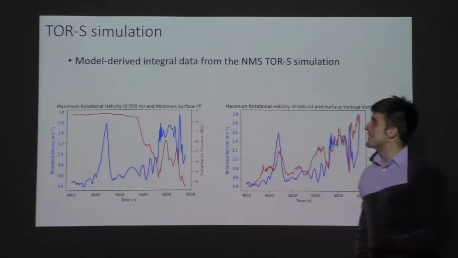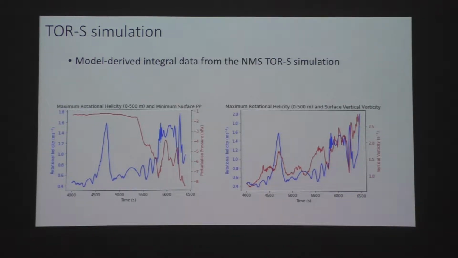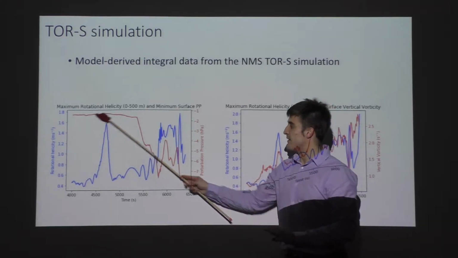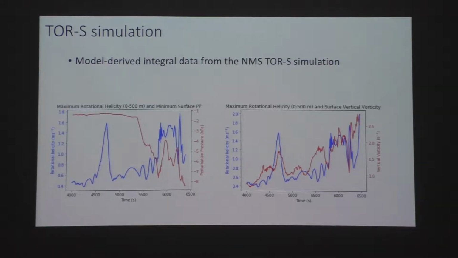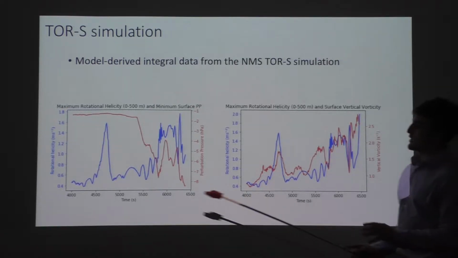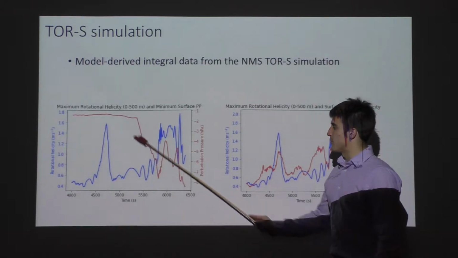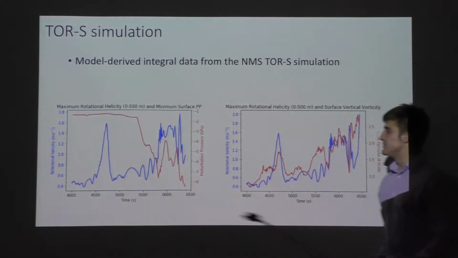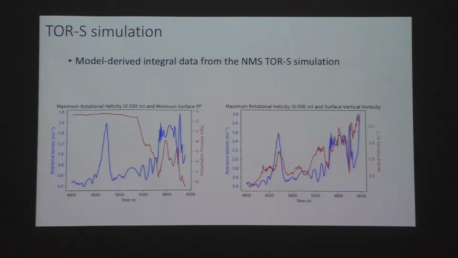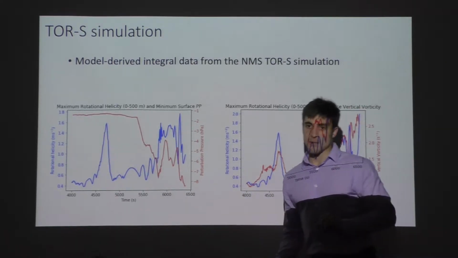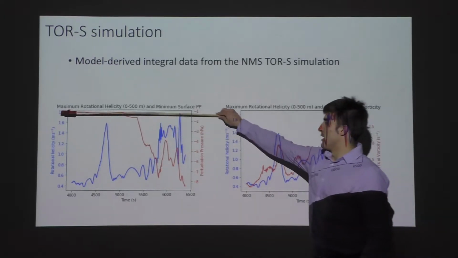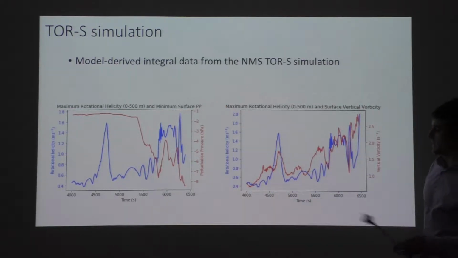So what we're looking at here is model-derived integral data from the NMS for the TOR-S simulation. On the left over here, in the red, we have minimum pressure perturbation. And in blue, we have rotational helicity, like we just discussed. So we can see here, where the pressure begins to fall, that we have likely the development of a TLV. The pressure for the remainder of the simulation remains about -1 to -2 hectopascals, and it falls closer to -10 pretty rapidly.